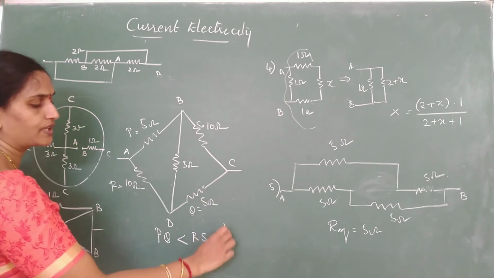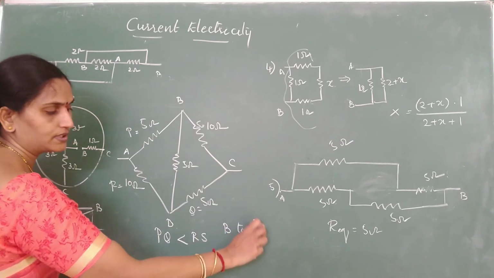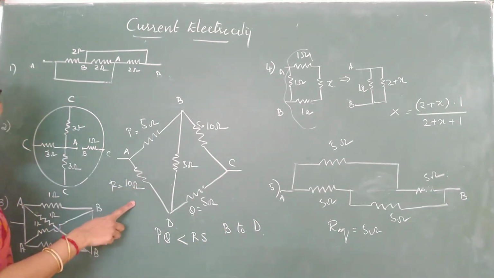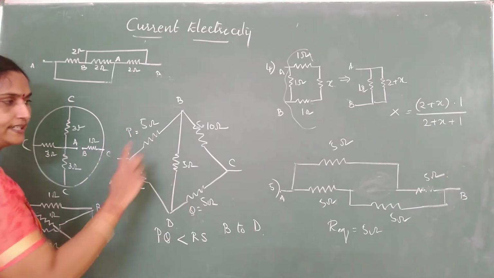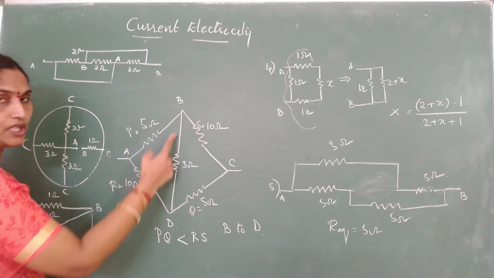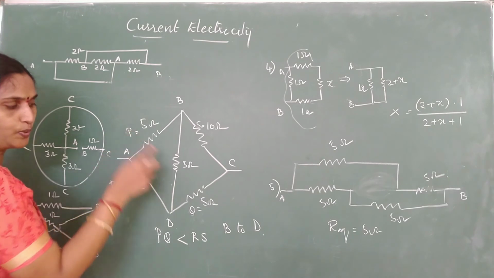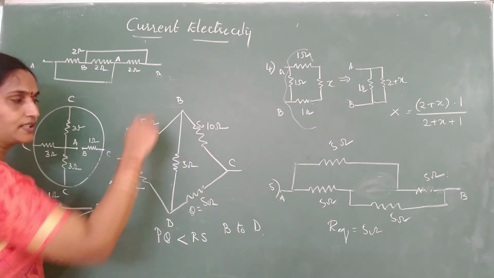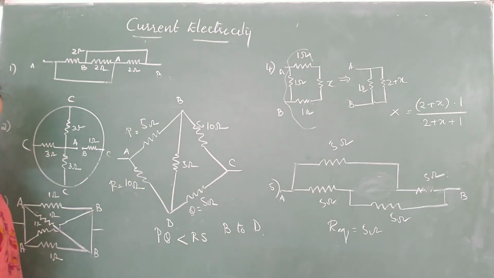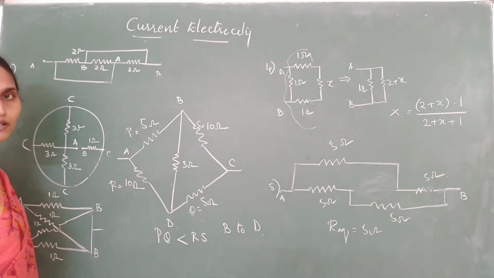Then current flows from B to D. You remember the condition? If this product is greater than this product, current will flow from D to B. If the PQ product is less than this product, current will flow from B to D. Then how will you find out the equivalent resistance of this network?